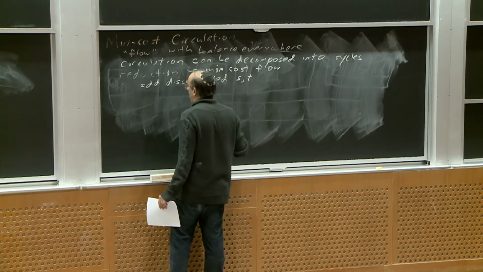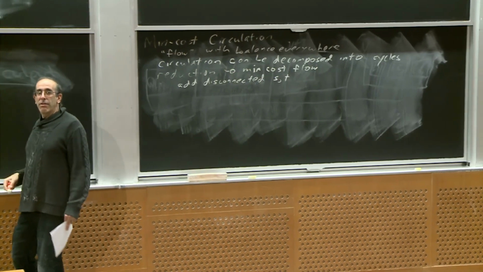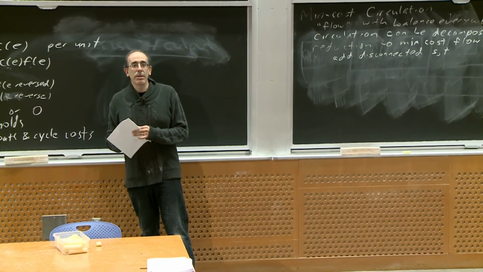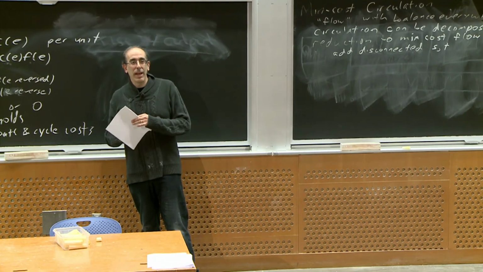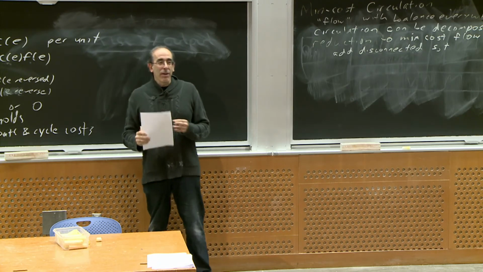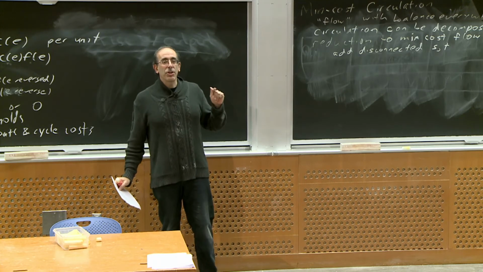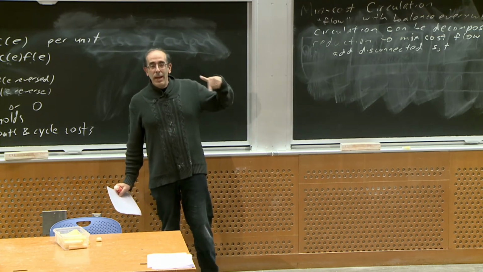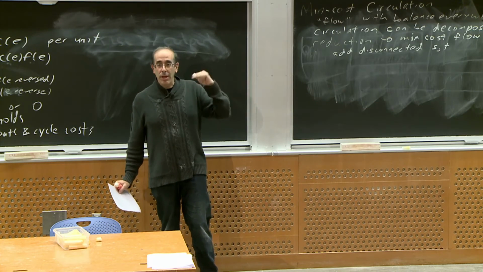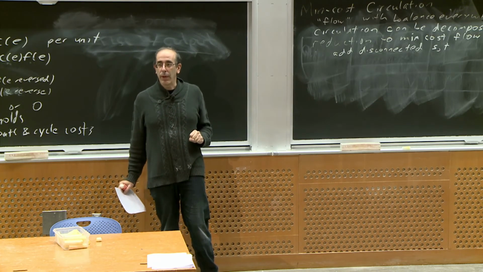source and sink. So the value of the min-cost flow in this graph is going to be 0, right? The amount of flow is going to be 0. However, the min-cost version of that 0 flow may and will send a minimum cost circulation through the network. Okay.